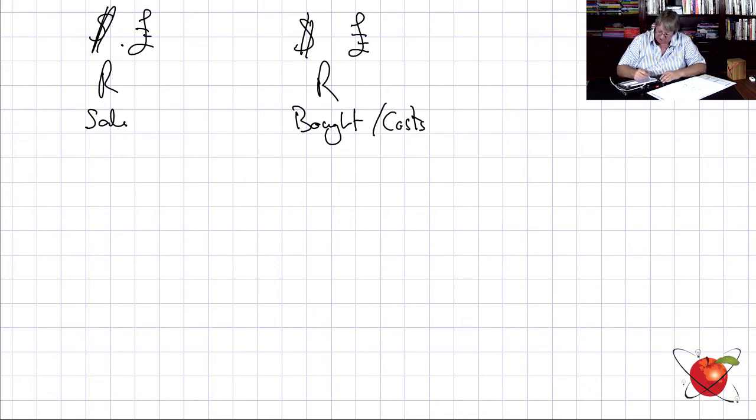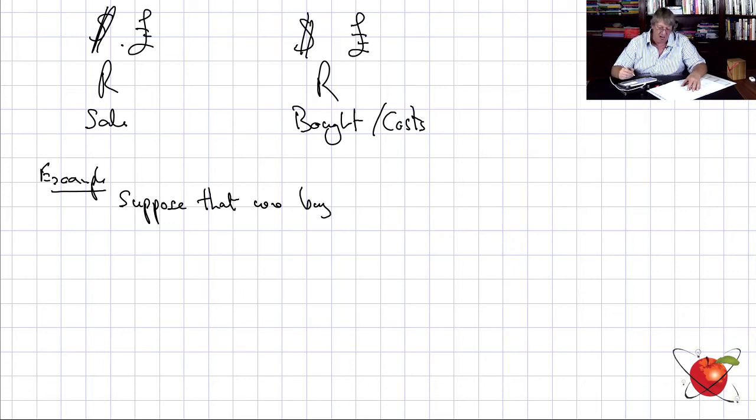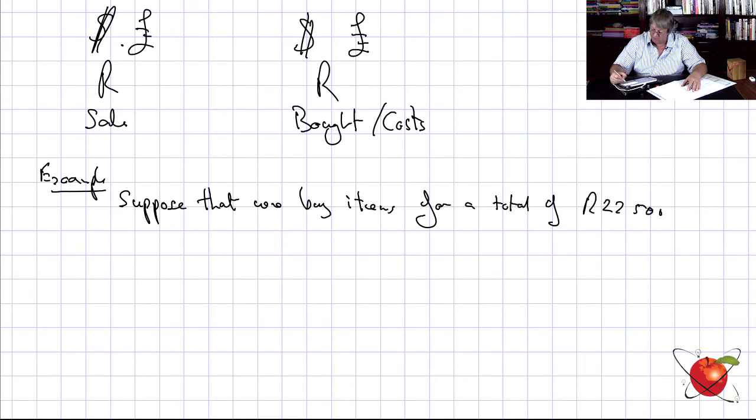Let's do an example. Let's talk our way through an example. Okay, I'm going to say here, suppose that we buy a certain amount of items for a total of 27,500, right? So that is total cost, is it not?